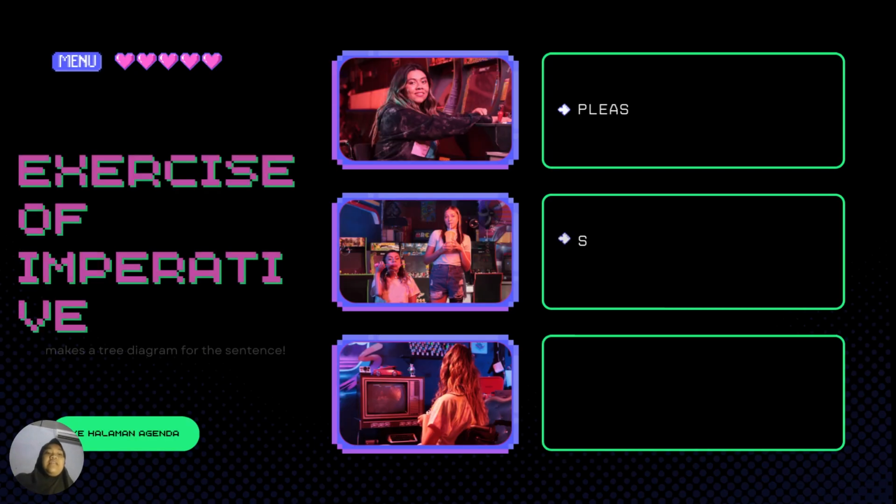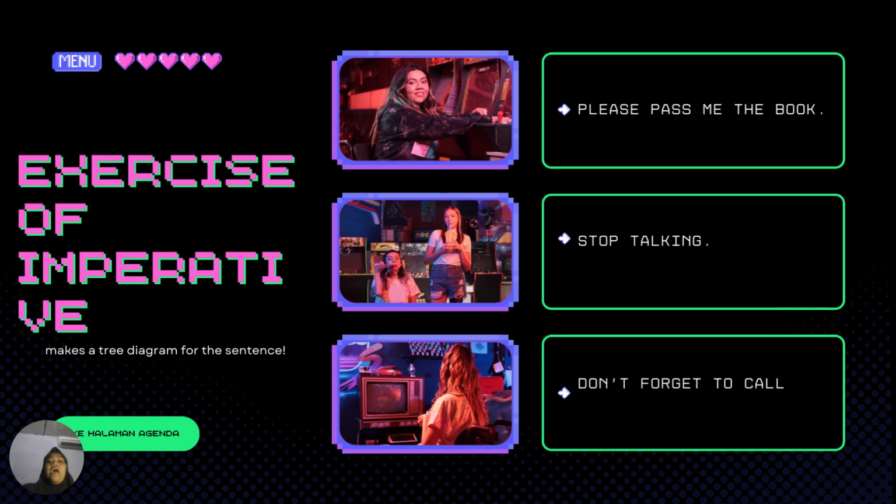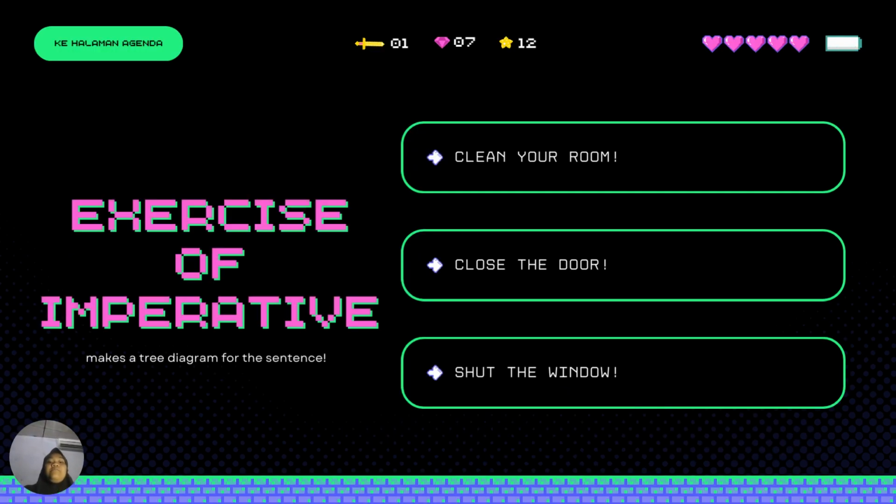And in the next slide, you guys can make tree diagrams like the ones in the previous slide. You can make tree diagrams for these sentences. The first one is please pass me the book. The second one is stop talking. The third one, don't forget to call your mother. And the next is clean your room, close the door, and shut the window.